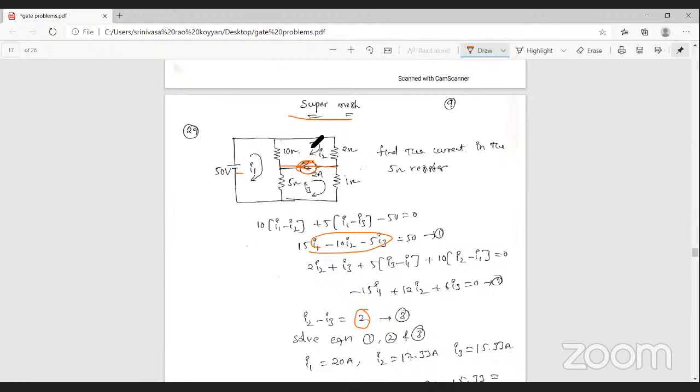This branch current is I2 minus this I3 current entering here. So I2 minus I3 is equal to this branch current. What is the current here? Already given, 2 amperes. That is equation number 3. Solve equations 1, 2 and 3, then you can find out the current values.